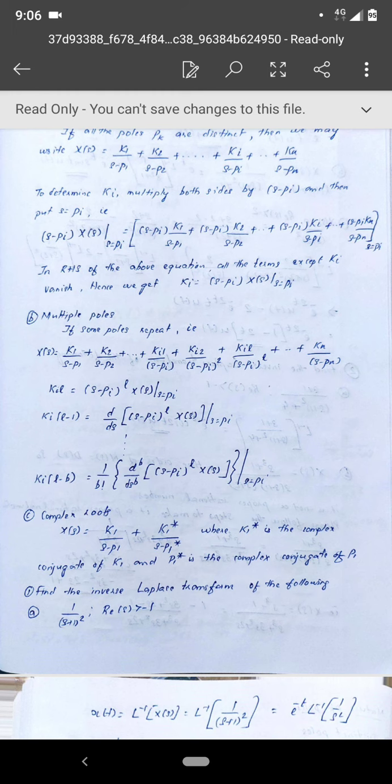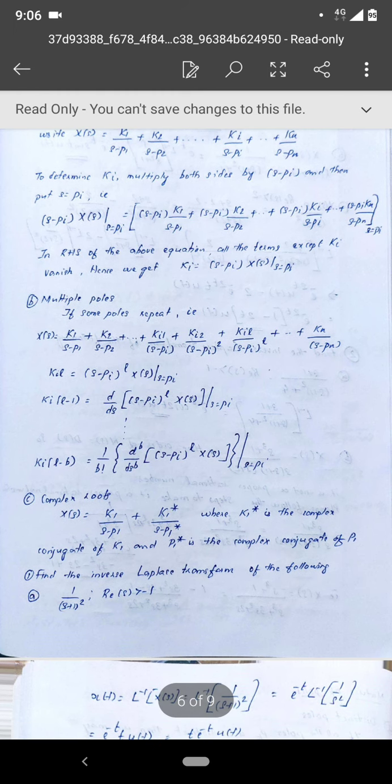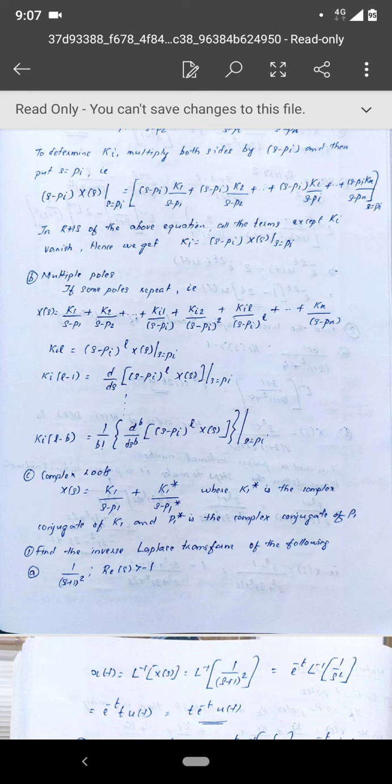That will be d/ds of [(s - pi)^l X(s)] at s = pi. You have to multiply X(s) with (s - pi)^l, then find the derivative with respect to s, then apply s = pi. I can repeat: X(s) is multiplied with (s - pi)^l, then you find the first derivative with respect to s, that is d/ds, and after finding the first-order derivative, you apply s = pi. Likewise, you can find the next one also. Here the next term will be k_i(l-2), and so on down to ki1.